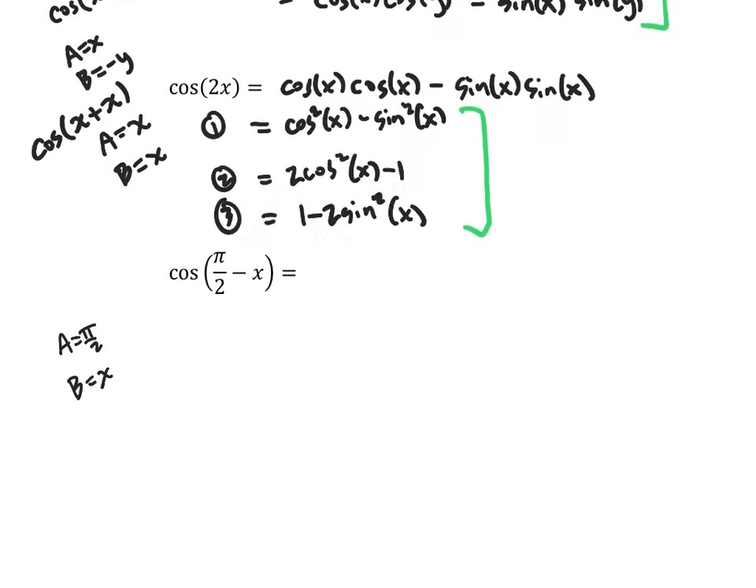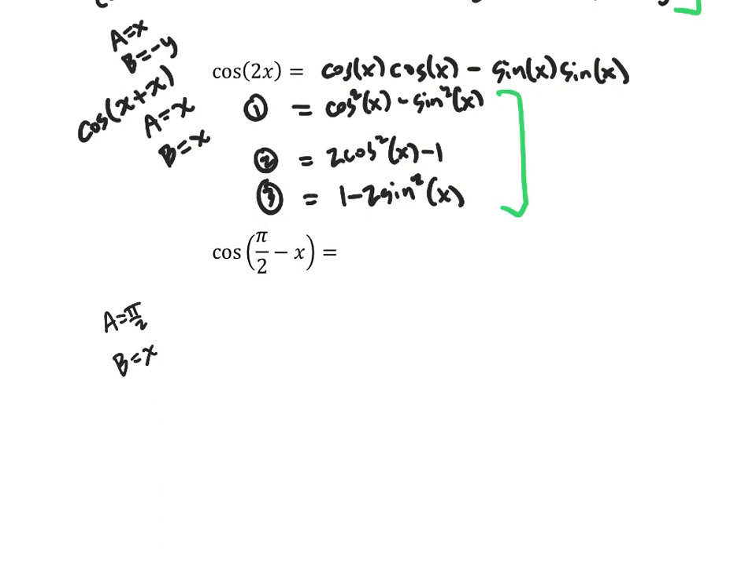All right, so cosine of pi over 2 minus x will be cosine of pi over 2, which is 0, times cosine of x plus sine of pi over 2 times sine of x. Now recall that we already said that this was equal to sine of x in our previous lesson. Well, I've got a 0. 0 times cosine makes that go away. And sine of pi over 2 is 1, and 1 times sine x is sine x. So there you have it.